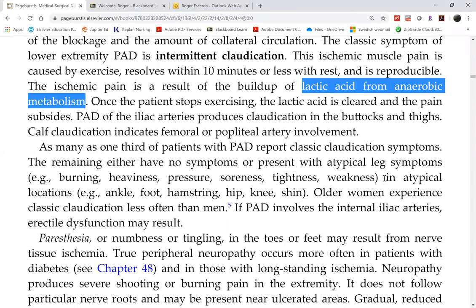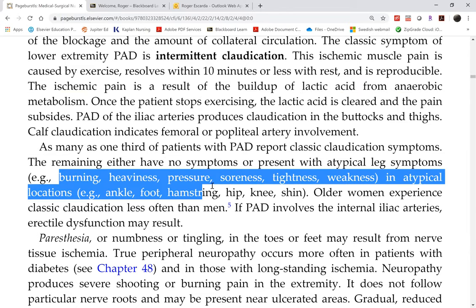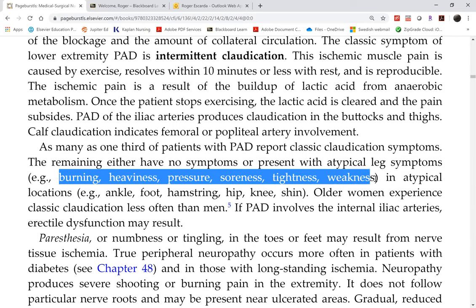Okay. Other symptoms that accompany are a neuropathic type of discomfort. It's not really pain, but it's discomfort. The patients describe it as burning, heaviness, pressure, soreness, tightness, like pins and needles. So these are now evidence of no blood flow to the nerves as well. Nerves also need blood supply. So if the nerves don't get blood flow, they will have these sensations.